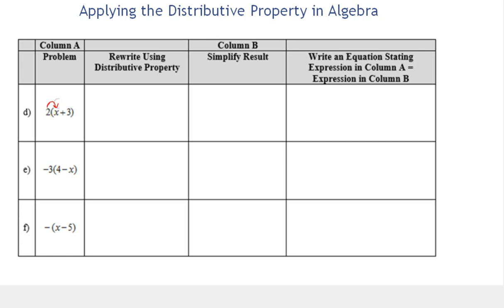Okay, I'm going to draw the arrows here. So I have 2 times x plus 2 times 3. Here we're asked to simplify the result, so I'll write that as 2x plus 6. And here we're going to write an equation stating that column A is equal to column B. So this is column A. So 2 times x plus 3 is equivalent to 2x plus 6. Let's look at the next one.